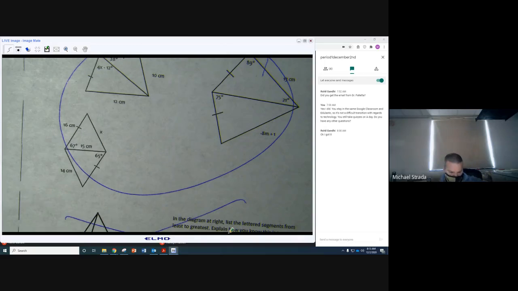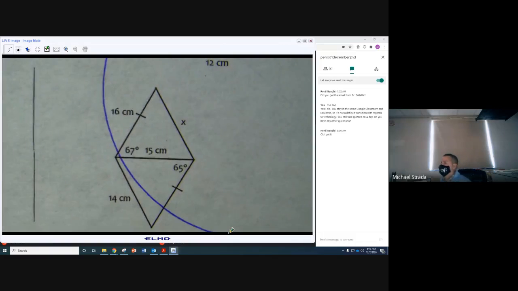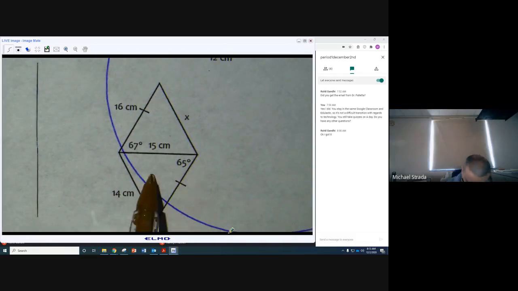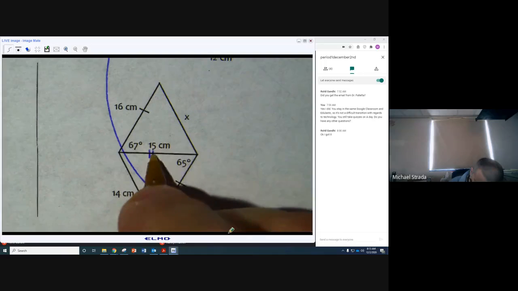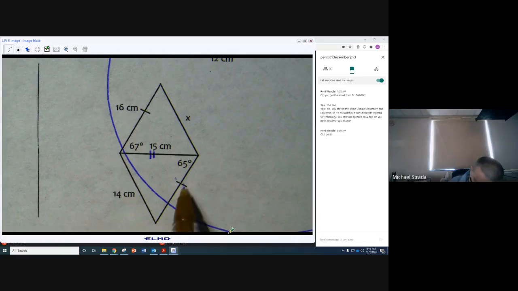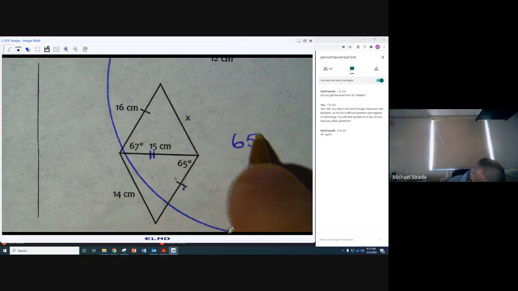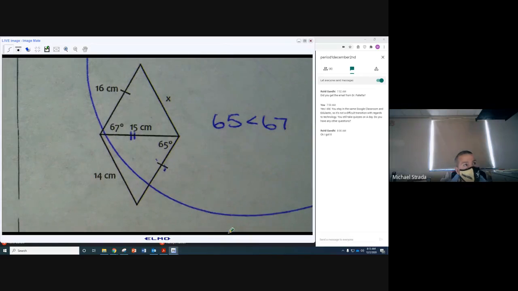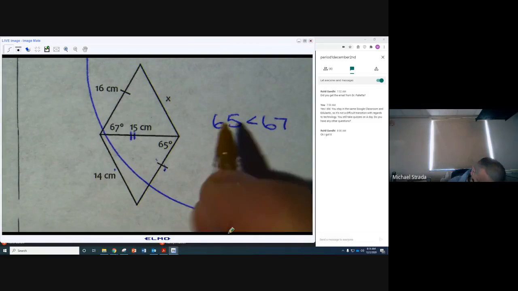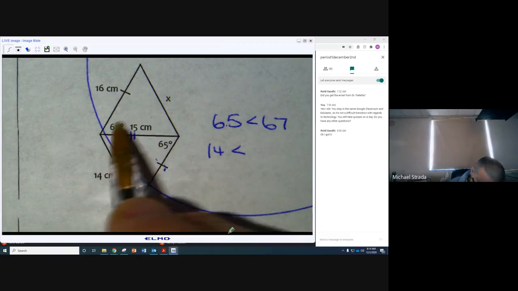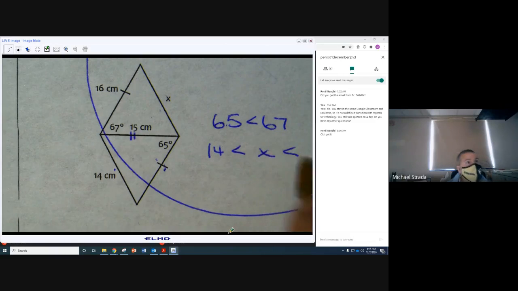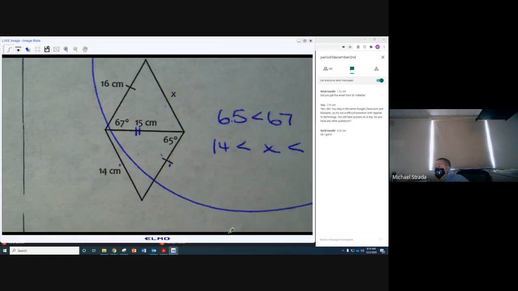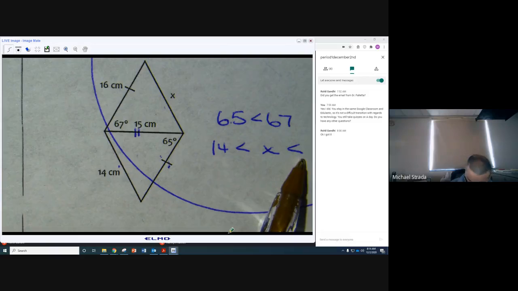With the sides, okay, the idea is you're combining 5.6 and 5.7. So if you look at this one, all right, that's my shared side, and then that's my other pair of congruent sides. So you would have 65 is less than 67. All right. Opposite to 65 is 14. Opposite to 67 is x. But remember 5.6, it's also got to be less than the sum of the other 2 sides. So the other 2 sides are 31.